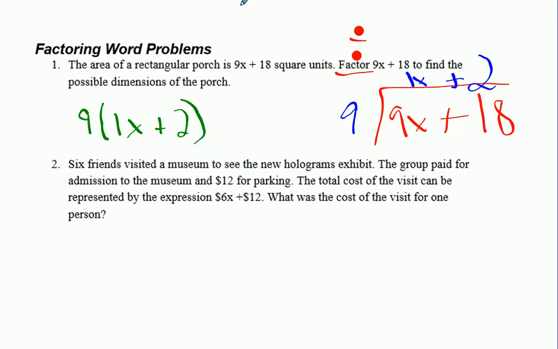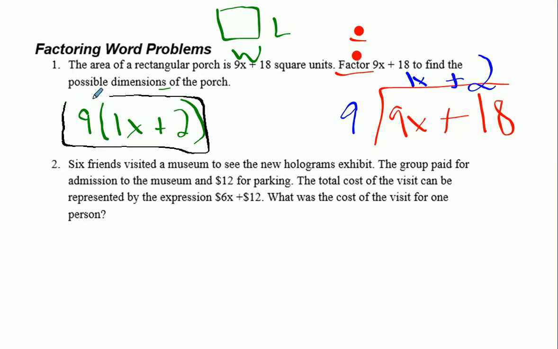So, possible dimensions. Dimensions means, when I'm talking about a rectangular shape, dimensions are just talking about the length and the width of the shape. Dimensions is a plural word to mean more than one thing. So I'm actually talking about a length and a width. So one of these could be the length and one of these could be the width for my possible dimensions. So length, width, length, doesn't matter. But these are your final answers.